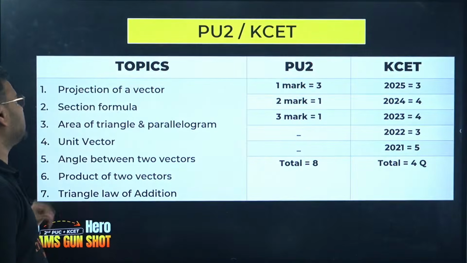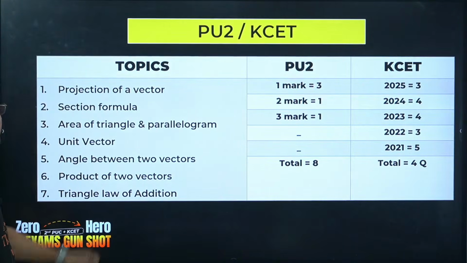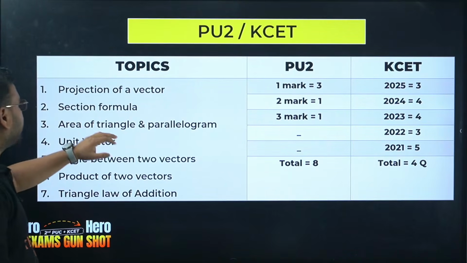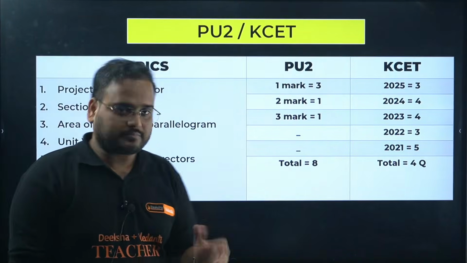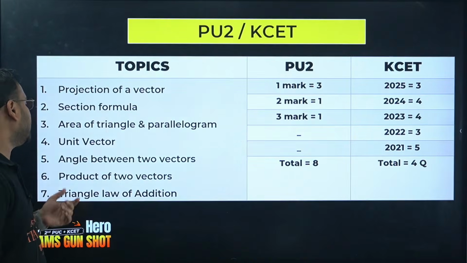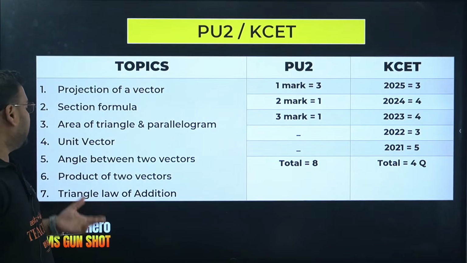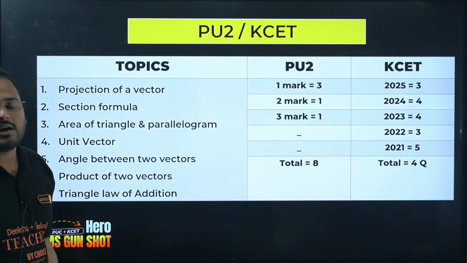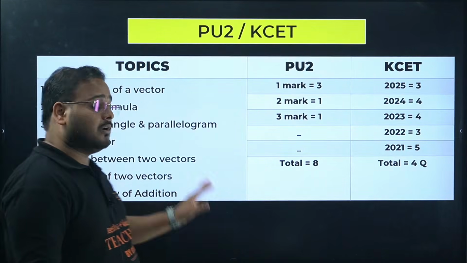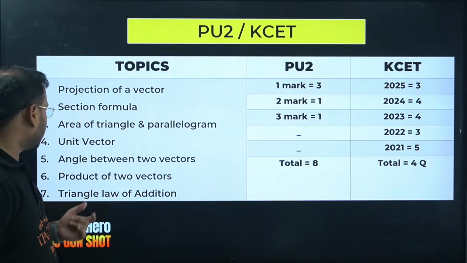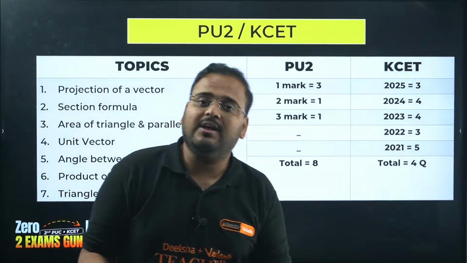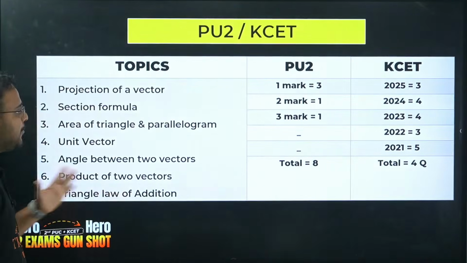If you see the understanding of this chapter, here is the list of topics: projection of a vector, section formula, area of triangle and parallelogram. Questions on that come in your boards as well. Unit vector is also there, and you have angle between two vectors, product of two vectors, both of course in Cartesian form, in both cross and dot product. You have triangle law of addition, and I have taken the parallelogram law of addition as well, but mostly they ask questions based upon this.